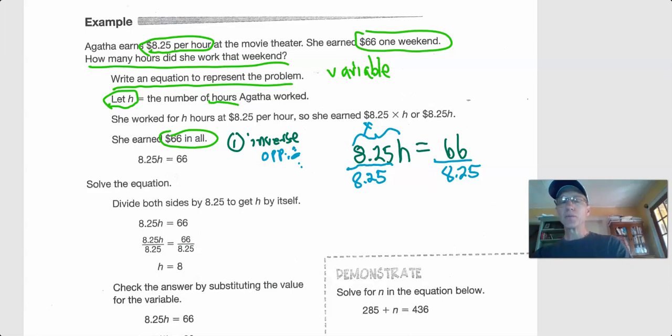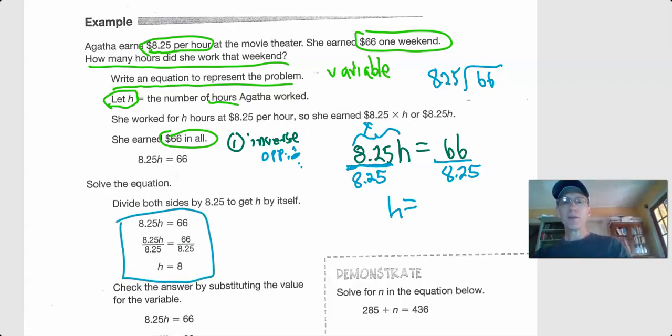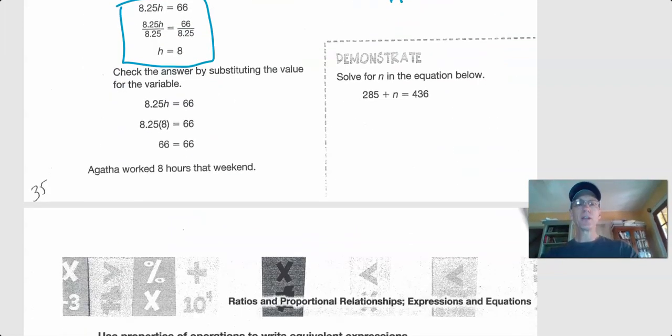8.25 divided by 8.25. Anything divided by itself is 1, so this just becomes h. And then you can use your calculator to do 66 divided by 8.25. That's what they did down here, and they figured out h equals 8. And that's it. That's all we're doing. Then you can check it. So let's look down here. They checked it.